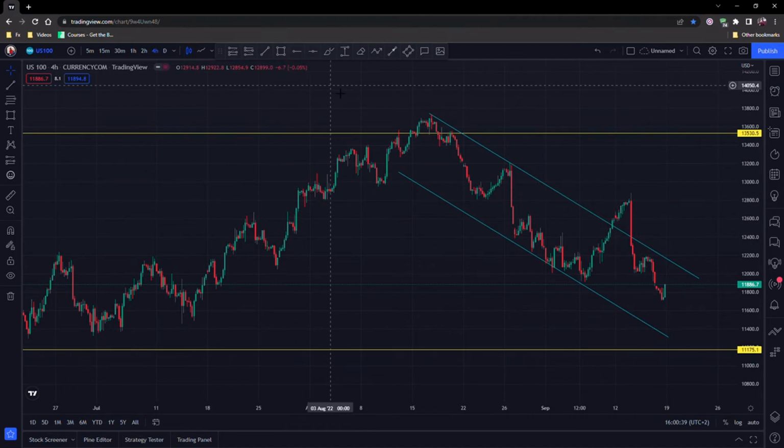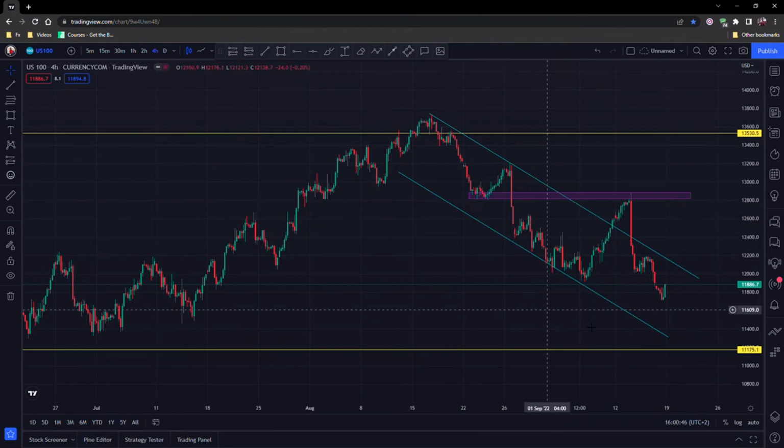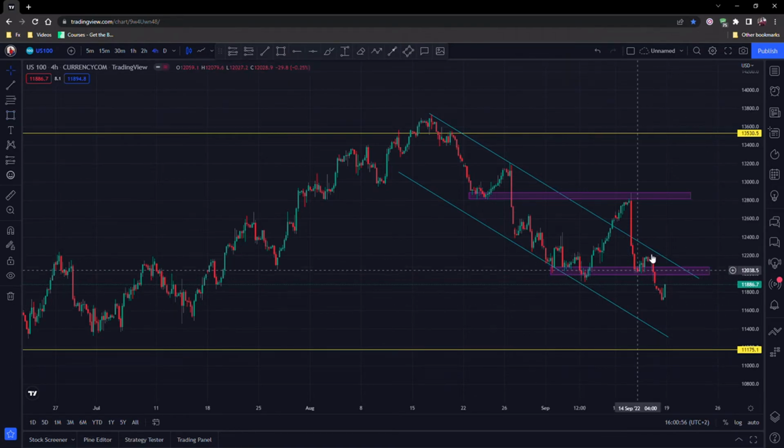We had that fake out, which was also proven by this resistance area right there, which was then support. We had this area right here as well. This area right here as well is another resistance support area, but now since the market is below, it's the resistance area.